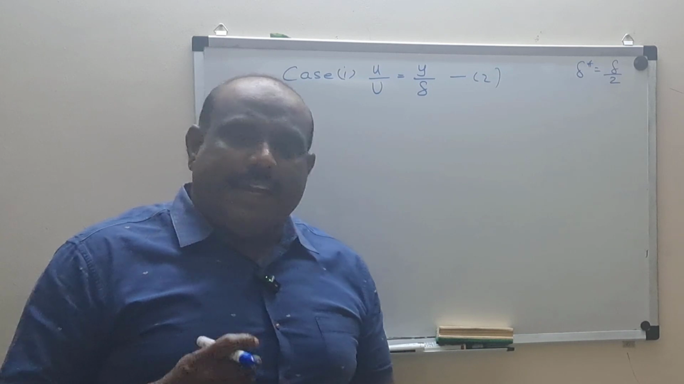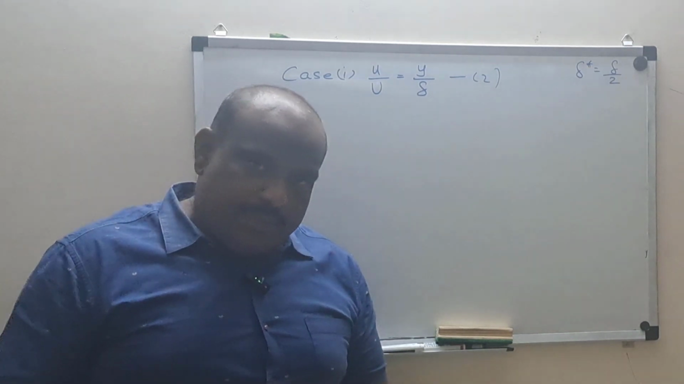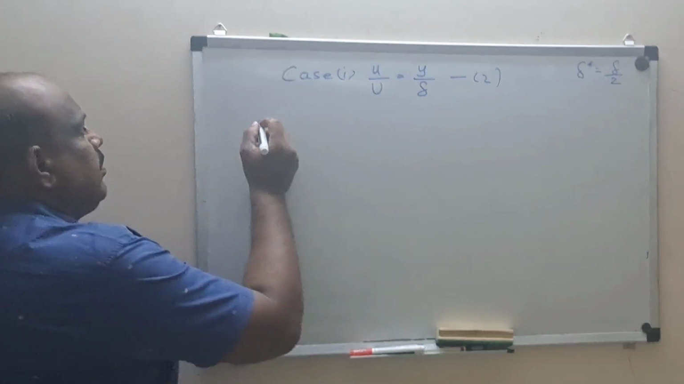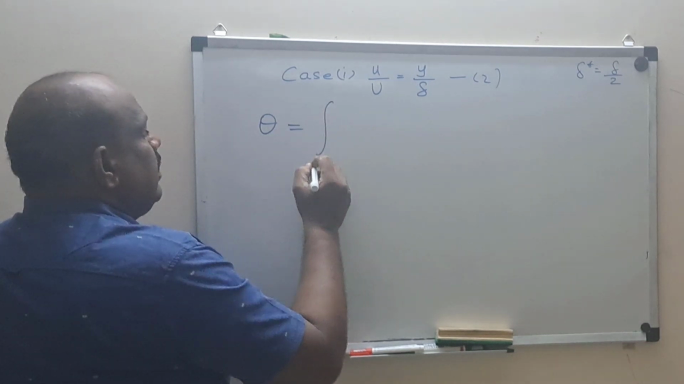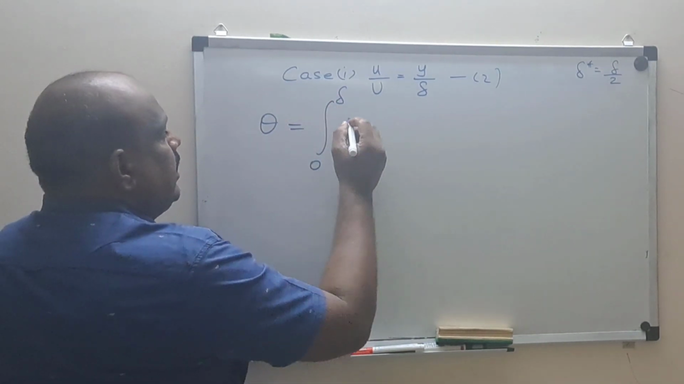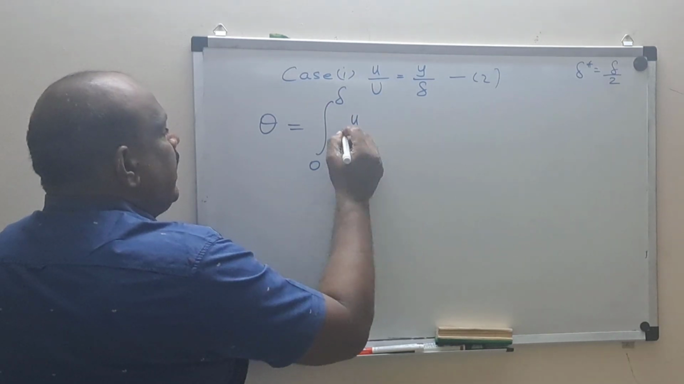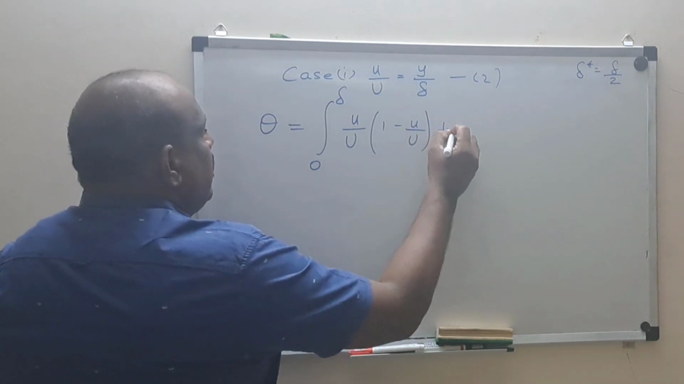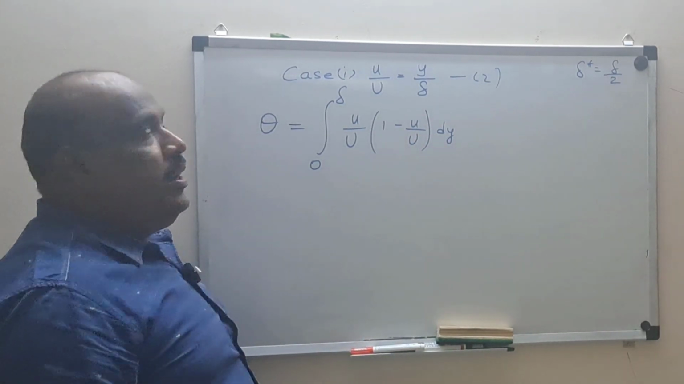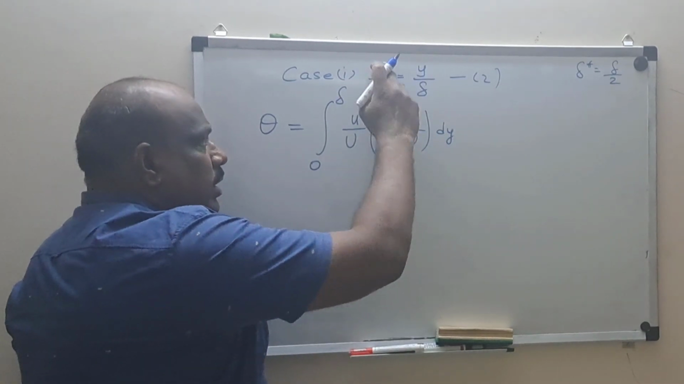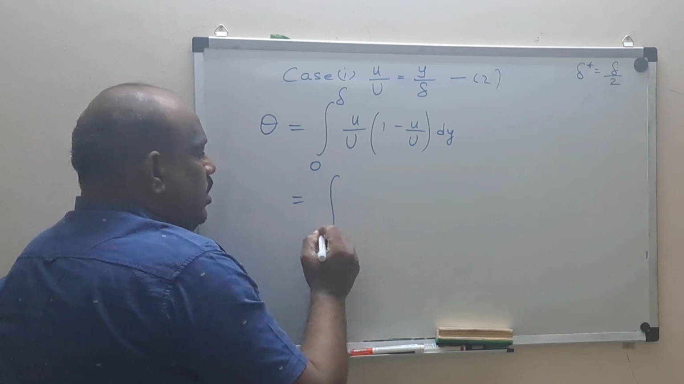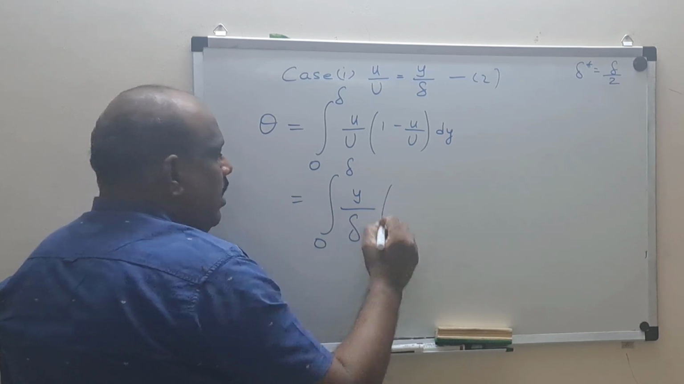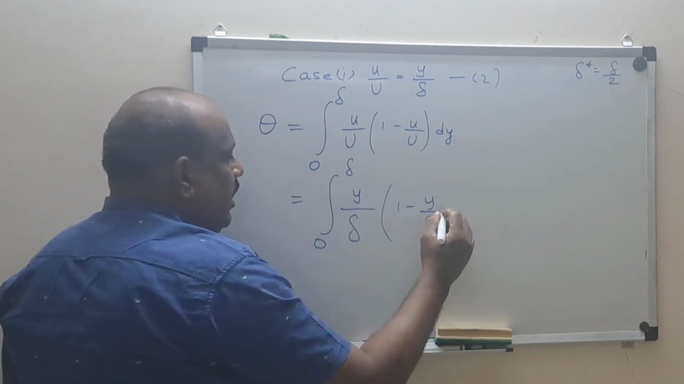Let us continue further and try to establish the momentum thickness in terms of boundary layer thickness. For that, you should know the formula for the momentum thickness. The momentum thickness is given by theta, which is nothing but the integral from 0 to delta, where delta is the boundary layer thickness, of u by capital U into 1 minus small u by capital U of dy. So, this is the formula for momentum thickness. You should know. Now, I am going to substitute the value of u by capital U over here. So, it will become 0 to delta, u by U is nothing but y by delta, of 1 minus y by delta of dy.